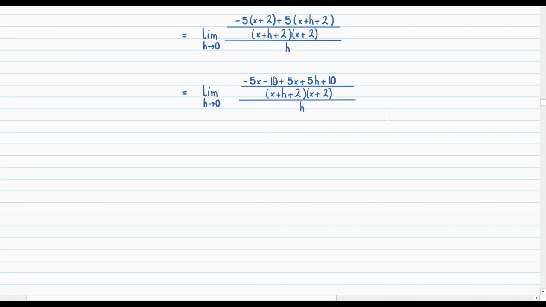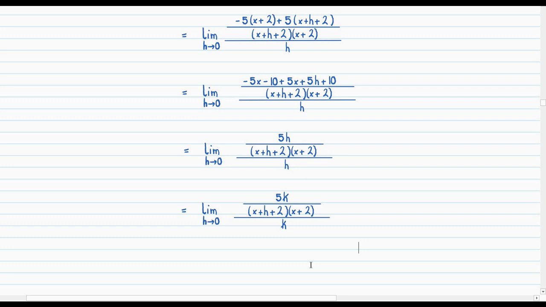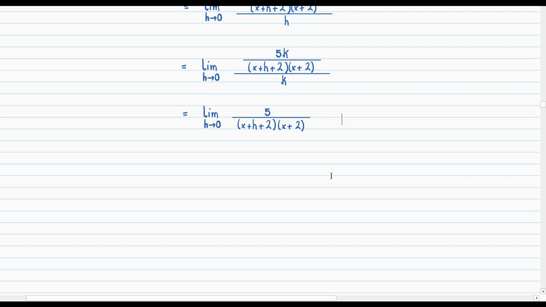Then in this very top numerator, the 5x's and the 10's will cancel each other out, leaving just 5h. Then the h in this numerator can cancel out with its denominator at the bottom, giving 5 over x plus h plus 2 times x plus 2. And since you've cancelled out the h in the denominator, you can now sub in h equals 0, finally giving the derivative as 5 over (x plus 2) squared. This whole process of determining the derivative of a function is known as differentiation.